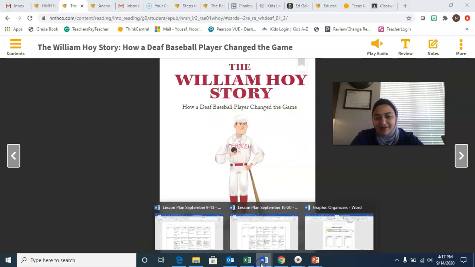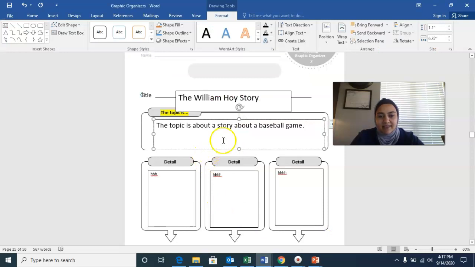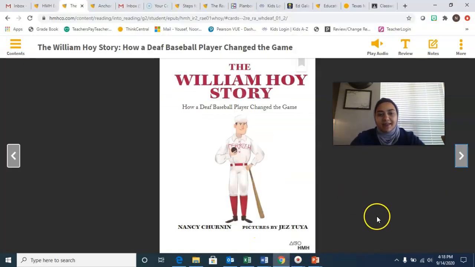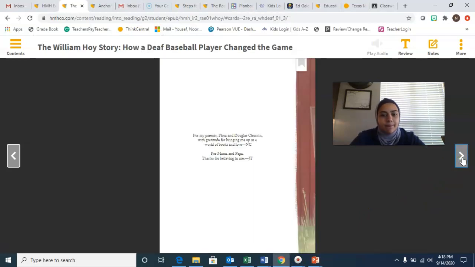So we can add that on there. Let's go ahead and add that on there now. The topic is about a baseball game and how a deaf player changed the game. A deaf person means a person that can't hear. Okay, so you've seen maybe a lot of them on campus. We have some people on campus that can't hear. They're deaf. So this is a story about a deaf baseball player that changed the whole baseball game. So let's go ahead and read.